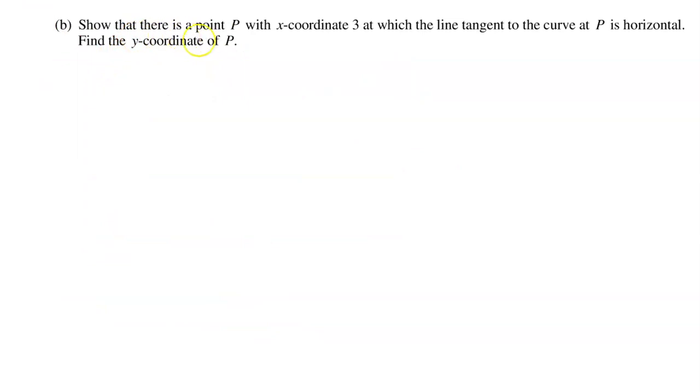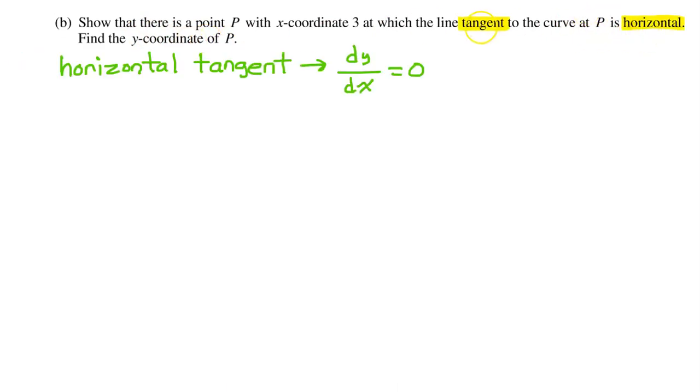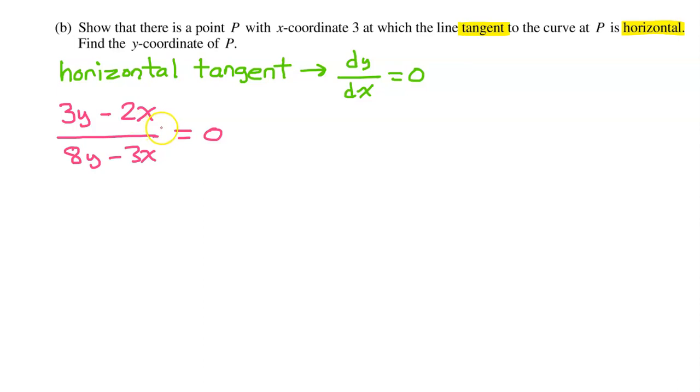Part B, show that there is a point P with x-coordinate 3 at which the line tangent to the curve at P is horizontal. Find the y-coordinate of P. If there is to be a horizontal tangent line at point P, then dy/dx must equal 0. So let's start off by setting the expression for dy/dx equal to 0. So we have this, but a fraction will only equal 0 if the numerator equals 0. So that means that 3y minus 2x must equal 0.